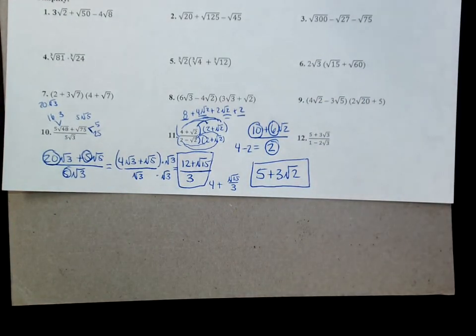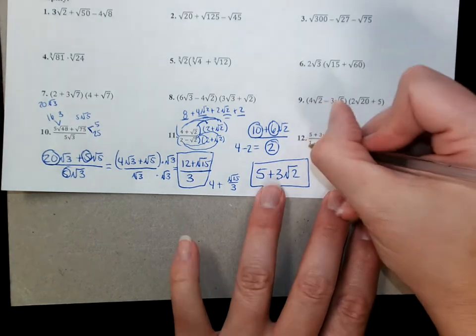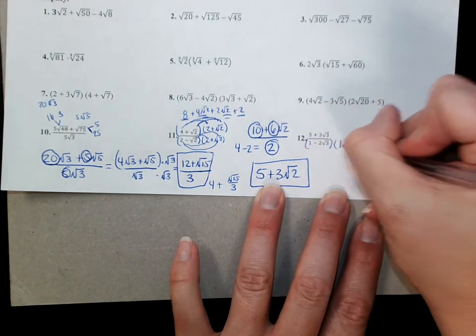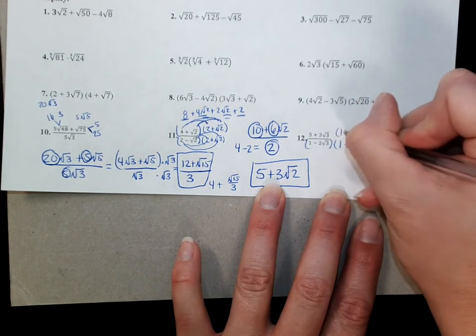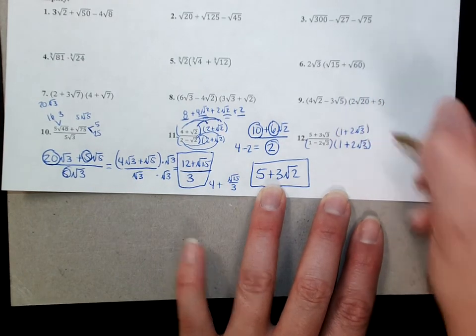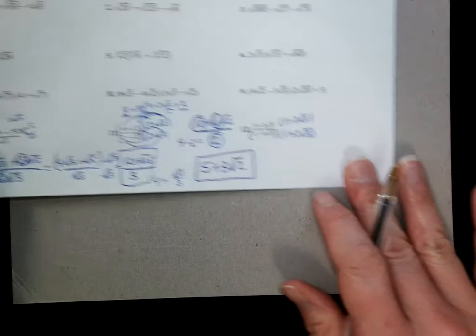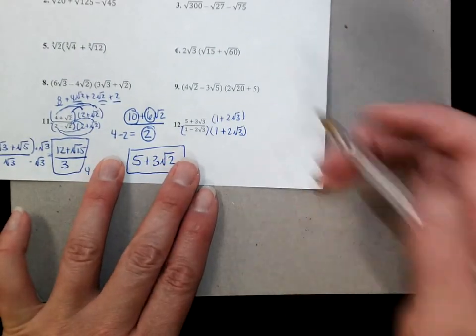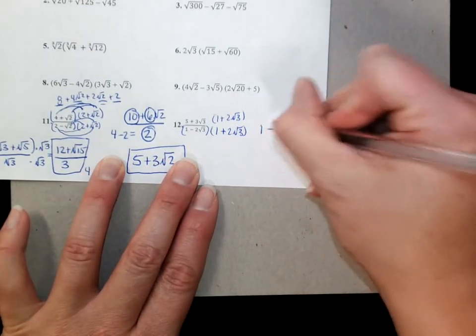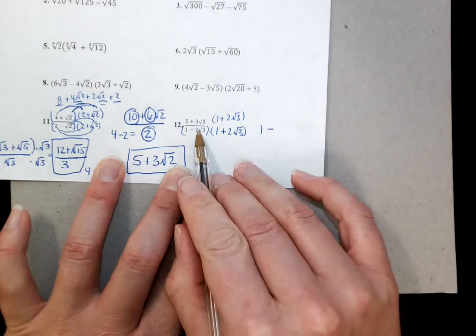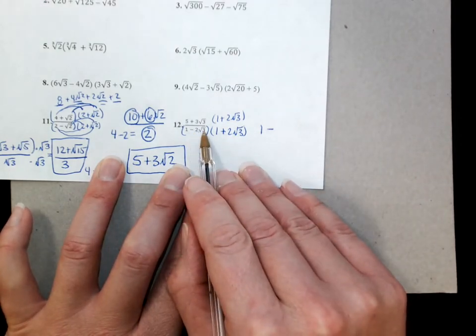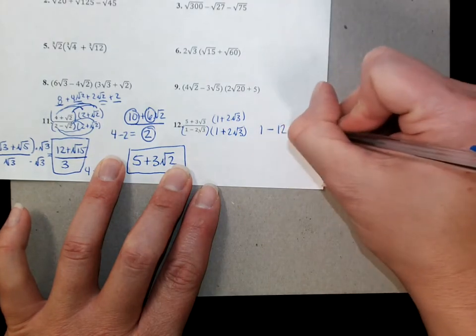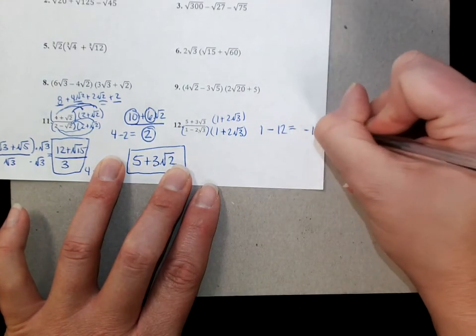Very last question, you're going to work the exact same way. Okay, so I'm going to multiply this by its conjugate, which is just 1 plus 2 square roots of 3. Have to do it to top and bottom. Again, when you FOIL out that bottom, the middle term's going to cancel. So you're going to have 1 minus, and then 2 square roots of 3 times 2 square roots of 3 is 4 times 3, or negative 12. So the bottom simplifies to just be negative 11.